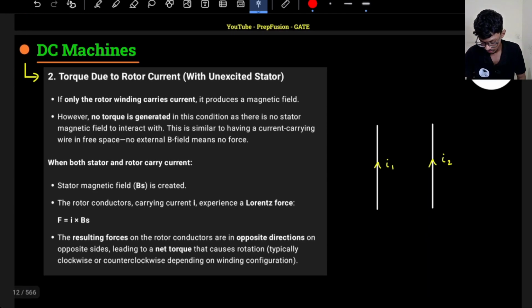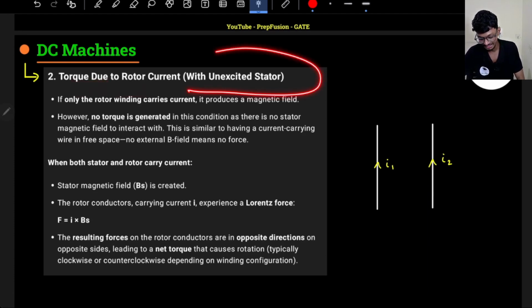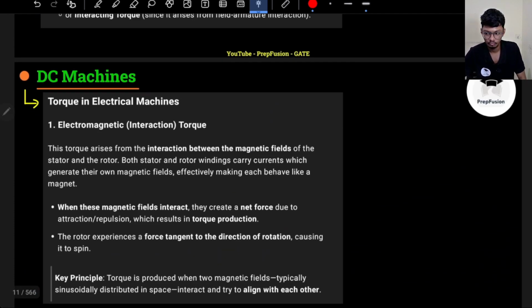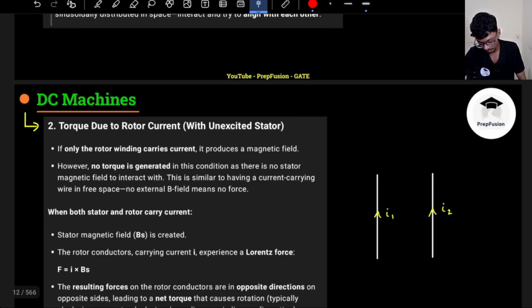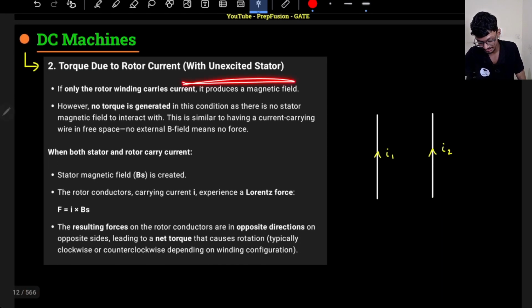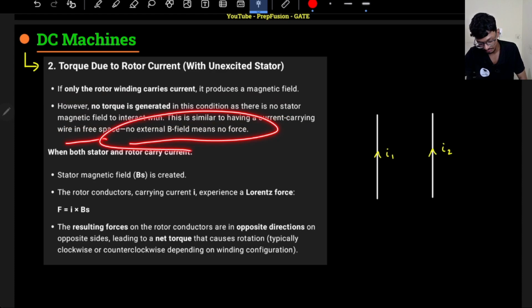So this I have already told you, that torque due to rotor current with unexcited stator. With excited stator and no rotor current, there will not be any torque. But if I have an unexcited stator, if only the rotor winding carries current, it produces a magnetic field. However, no torque is generated in this condition, as there is no stator magnetic field to interact. This is similar to having a current carrying wire in free space. No external field means no force.